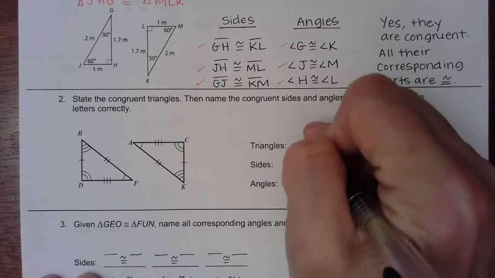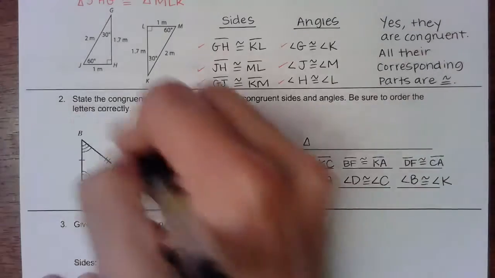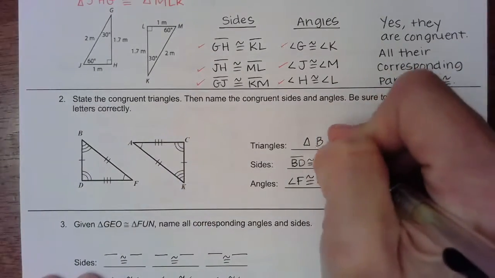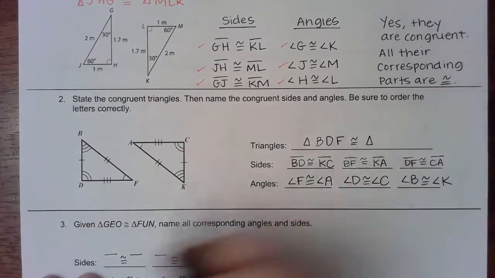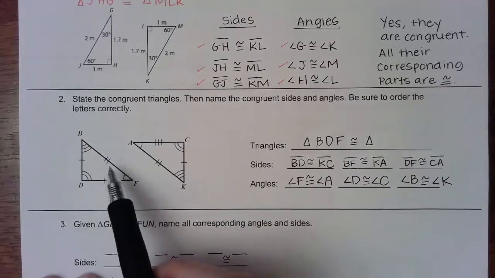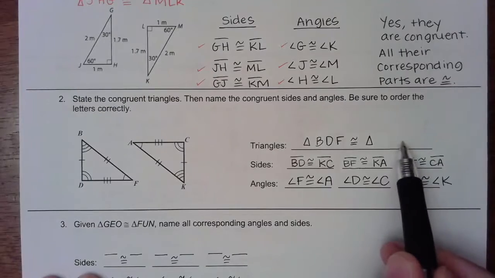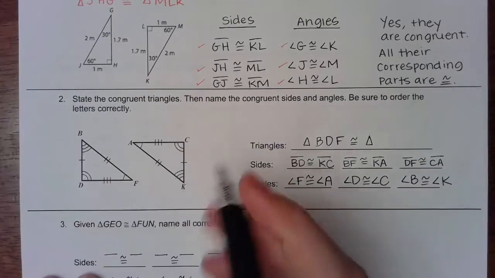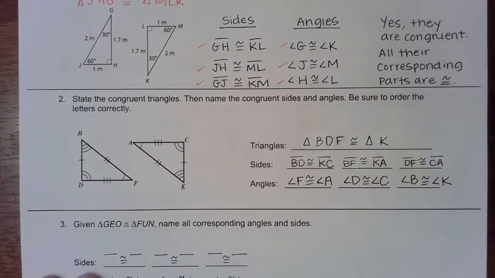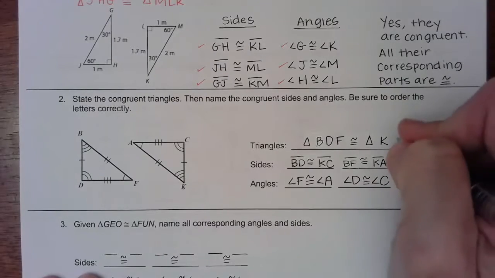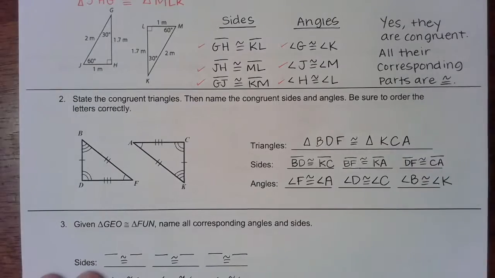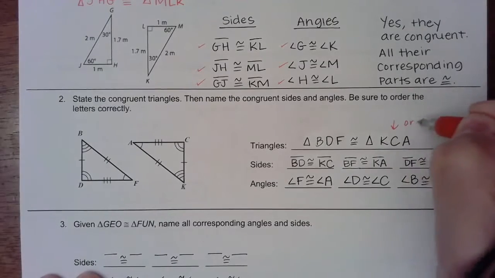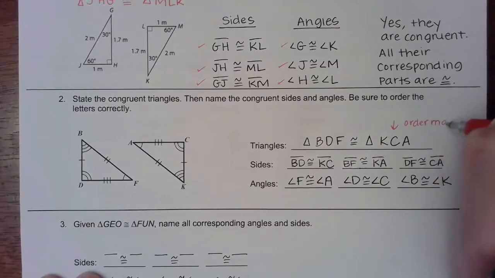Remember, when you make the congruent statement for the triangle, it doesn't matter what order you put B, D, F, the first 3 in, but then based on the order from the first 3, you have to be careful with the order that you write the last 3 down. B was first, so that means K goes first. D means that C goes next, and then F means that A goes last. So you might want to make a note here that order matters on the second triangle.